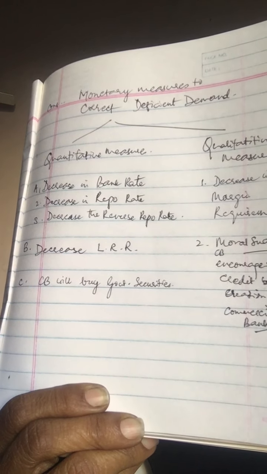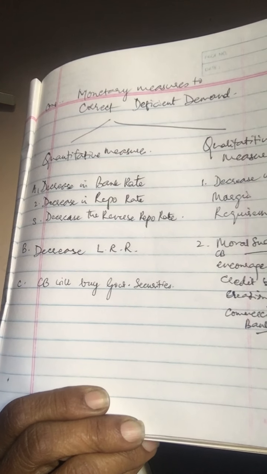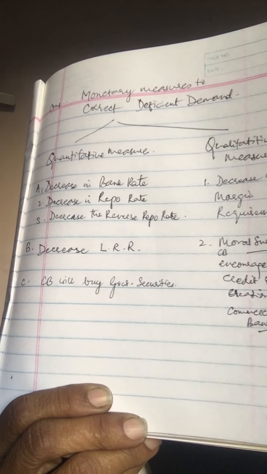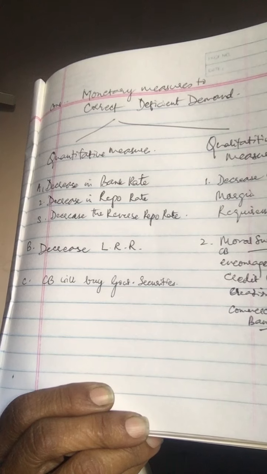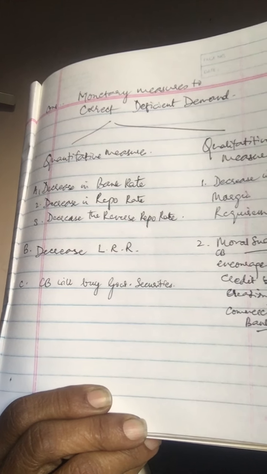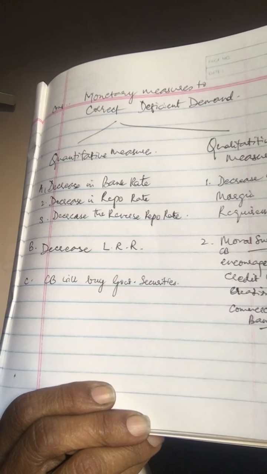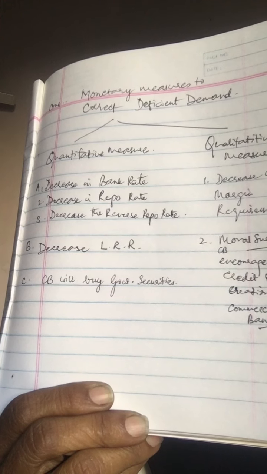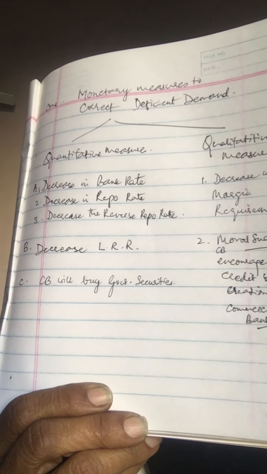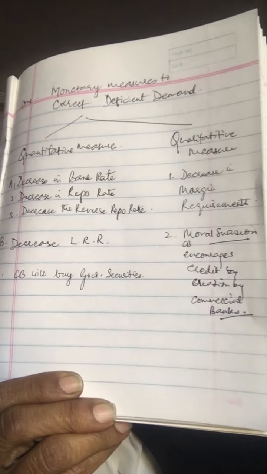And talking about reverse repo rate, what is that? The central bank will also reduce the reverse repo rate in such times. So this will discourage the commercial banks from parking their surplus funds with the central bank. They're not going to keep their surplus funds with the central bank. So more funds will now be available for credit. More credit by banks will increase the money supply in the economy, leading to a rise in aggregate demand.